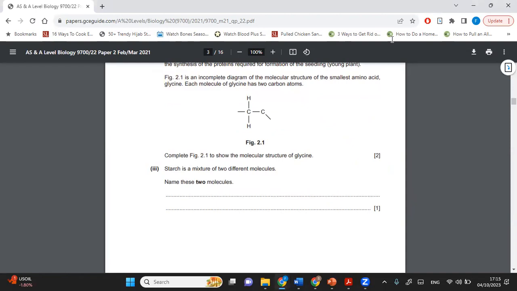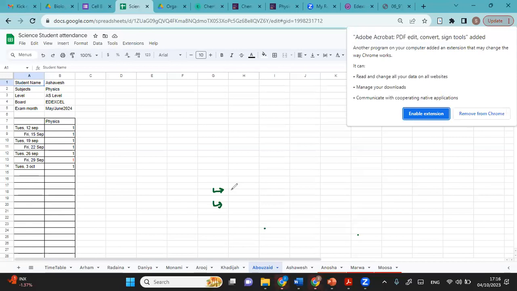Next, they're saying starch is the mixture of 2 different molecules. Name these 2 molecules. Does anybody remember what are the 2 molecules from which starch was made up of? When I told you guys about glucose joining together to give you your polymers, we studied about 2 different structures. One was a straight chain structure and one was a branch structure. Does anybody remember what their names were? We'll say molecules or the monomers? The molecules, not the monomers. The monomer is glucose.